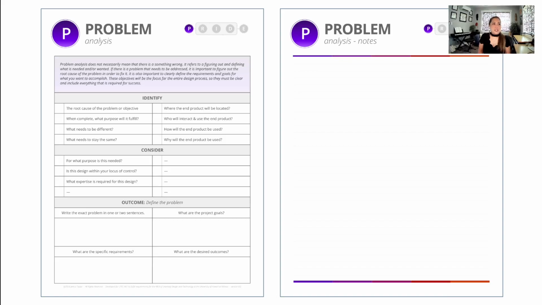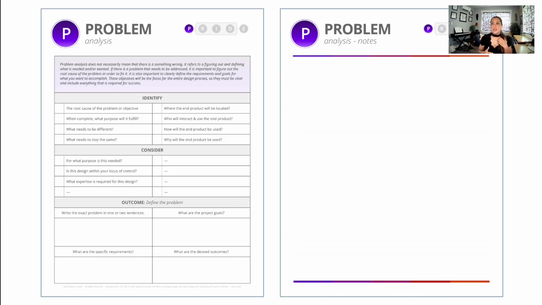Then I cover each of the pages. So the first one is problem analysis. It has a description of what this phase is supposed to be about and maybe some key points. Then we have questions that we're going to ask. And because every design project is different, it needs to be flexible. They need to be the right questions.